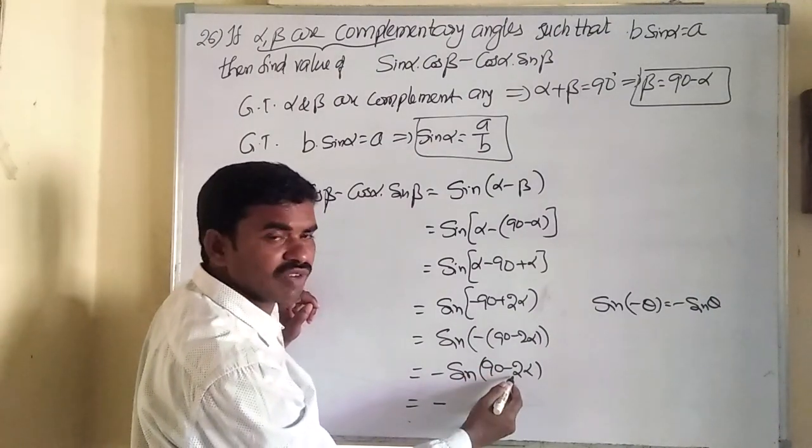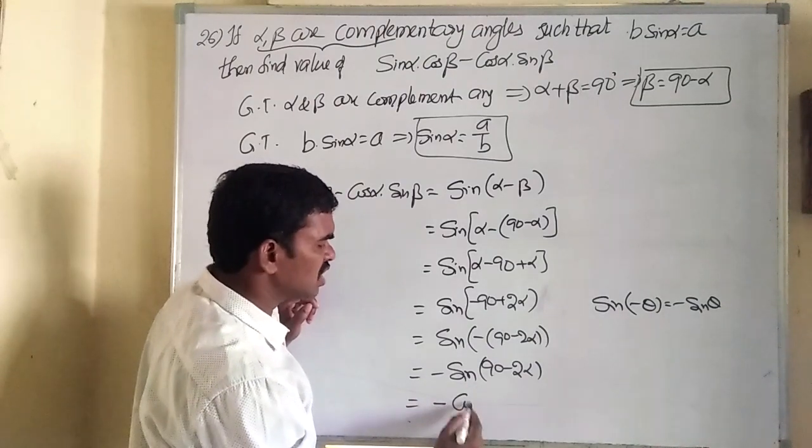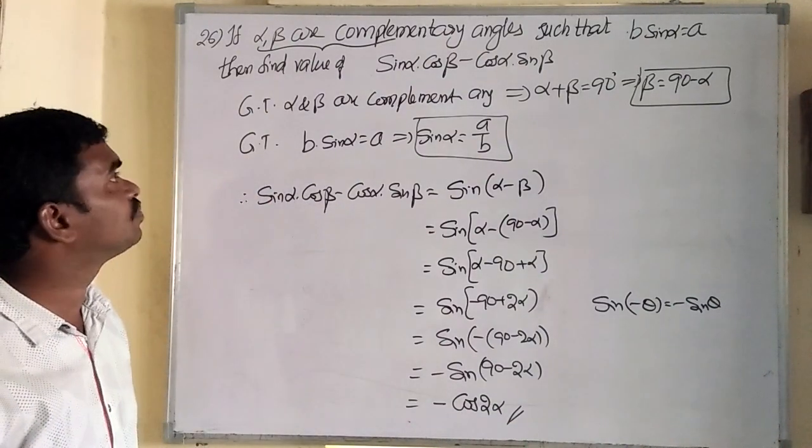90 minus alpha is in the first quadrant. In the first quadrant all are positive. Sin becomes, since 90 is there, sin becomes cos. So, minus cos 2 alpha is the answer. Okay.